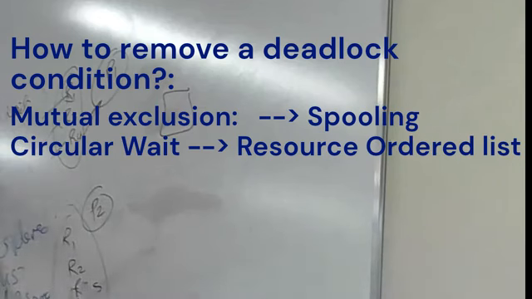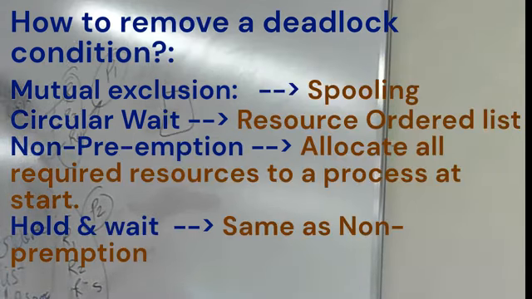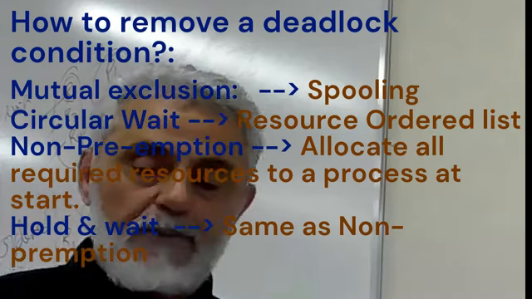How do we prevent non-preemption or hold and wait? By giving all the resources that a process needs right at the start, if they're available. Then it never has to wait, or it never has to go into a wait and hold another resource. So it stops both. Is that clear enough?